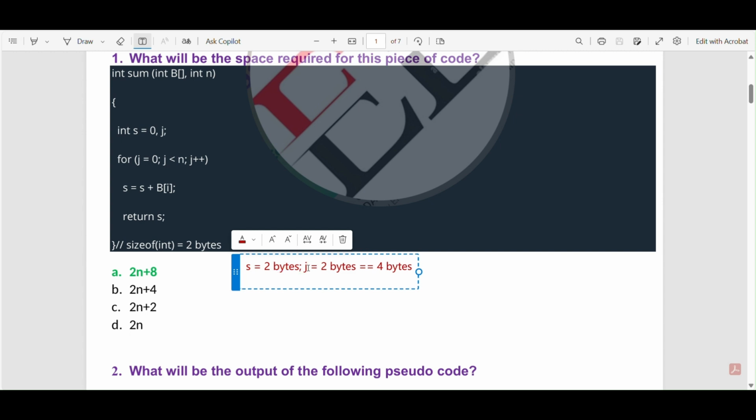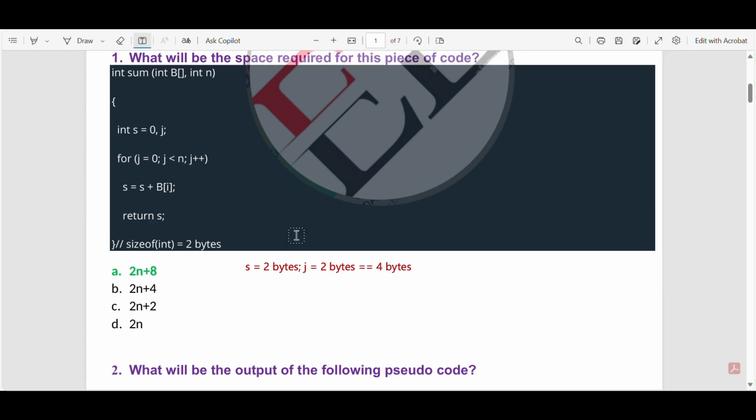Oh, this is not i, right? This is j. See, we have completed the first variable and the second variable, s and j, and both together will take a space of 4 bytes. And when you go into the next line, we have the same j, which we have already discussed, and we have n, which is also an integer. It also takes 2 bytes. So the combination will be 6 bytes now, right?